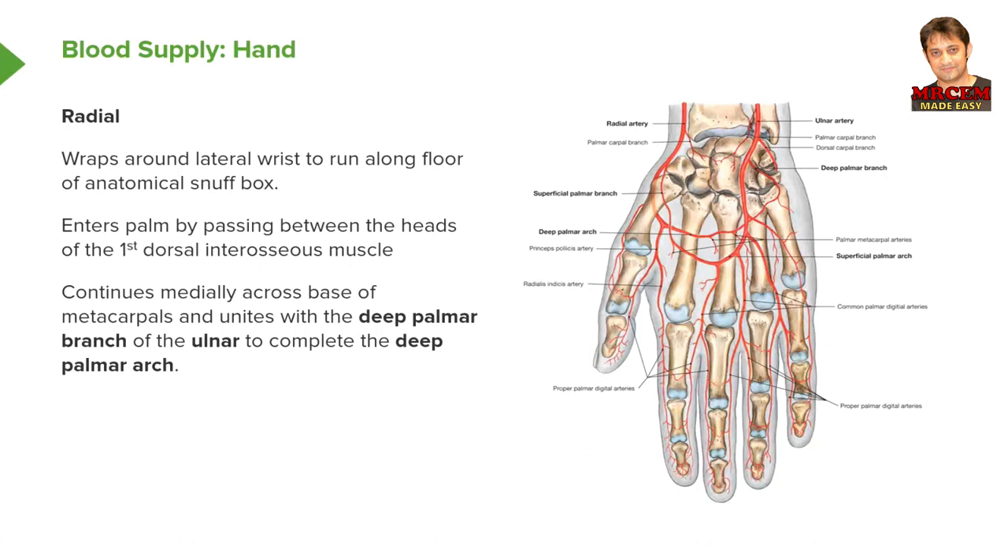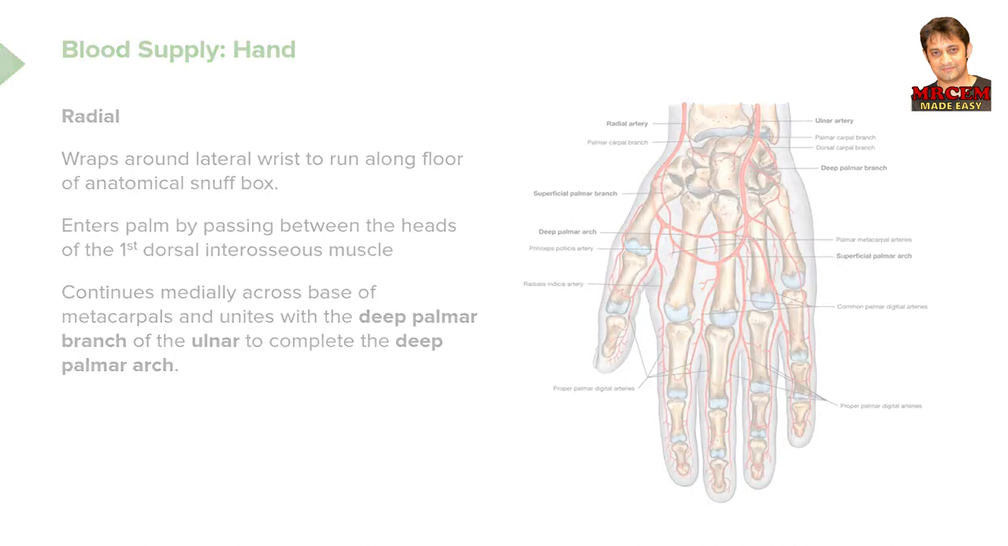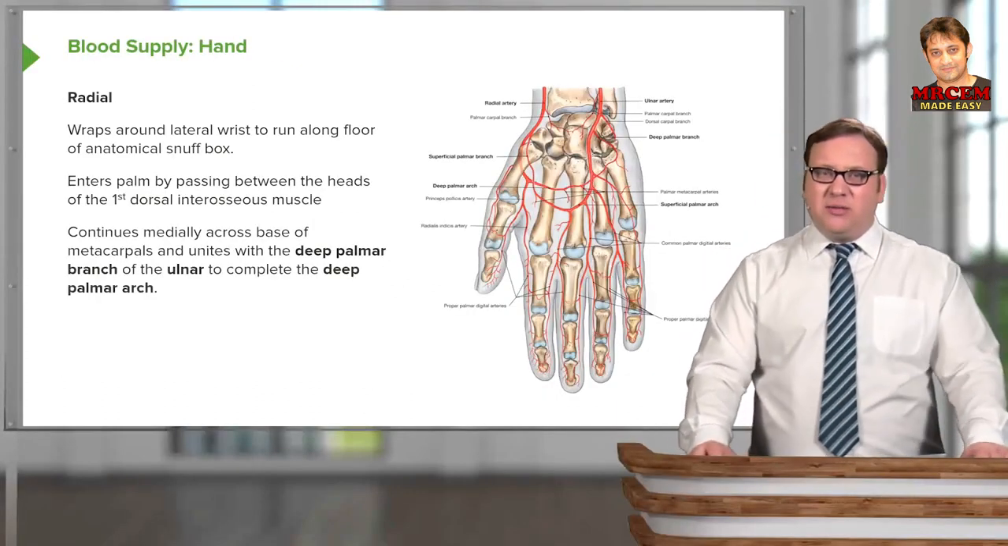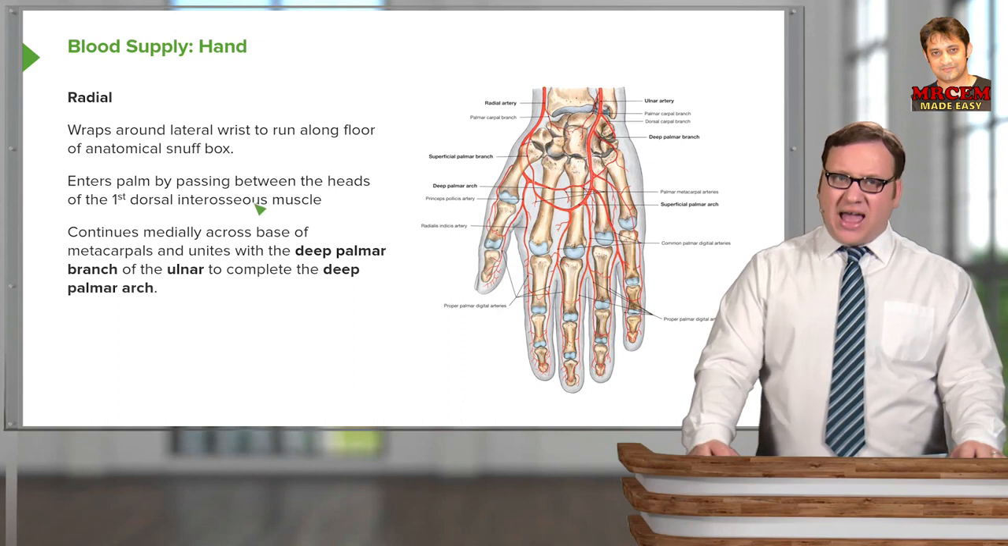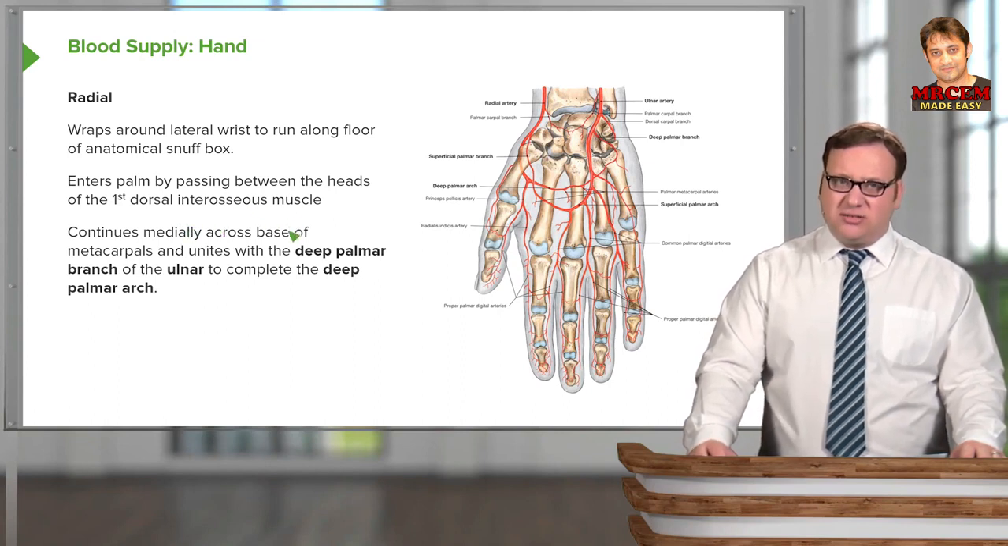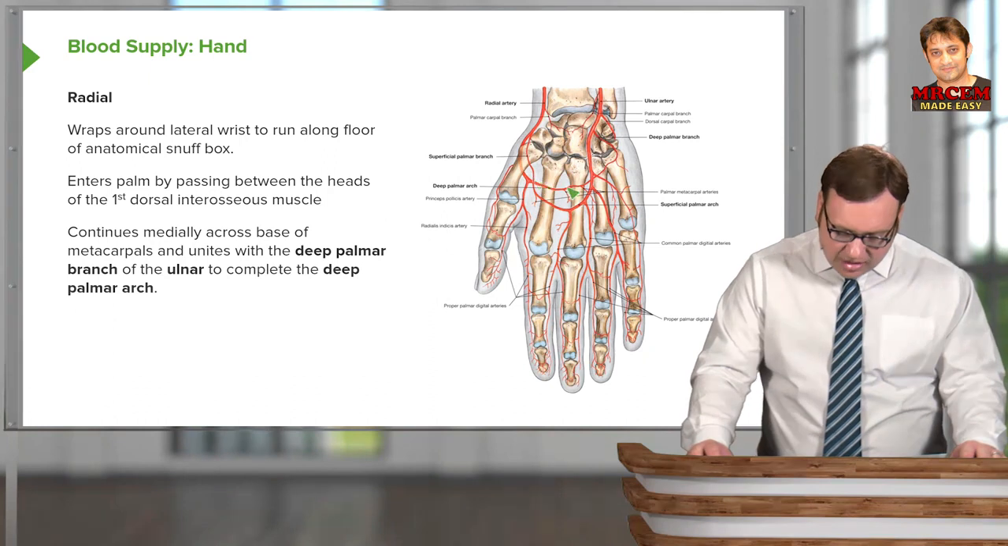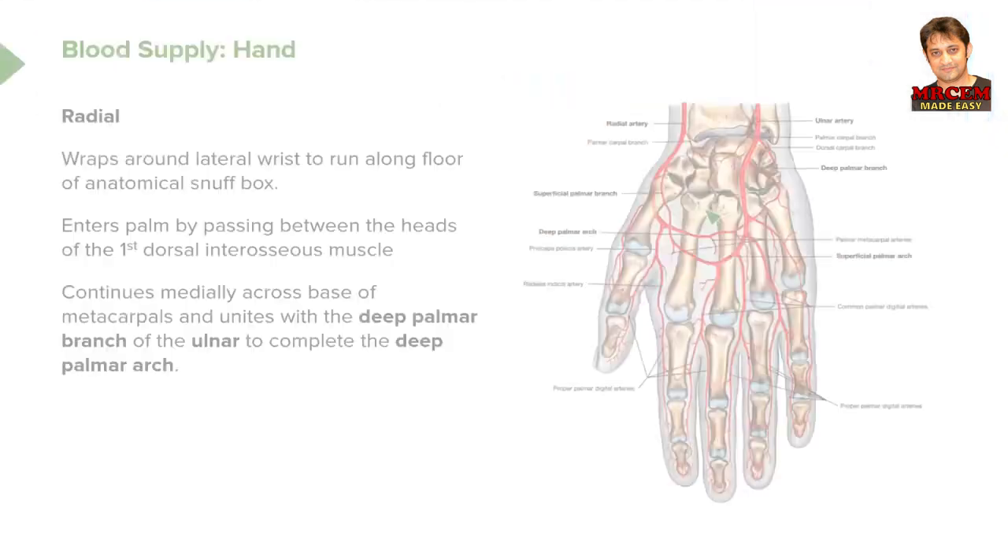If we look at the radial artery, it wraps around the lateral aspect of the wrist and it runs along the floor of the anatomical snuff box. So we can see the radial artery here. It's then going laterally and it's going within the anatomical snuff box, and then it's passing between the heads of the first dorsal interosseous muscle. It then passes into the palm of the hand by going through the heads of the first dorsal interosseous muscle. It continues medially across the base of the metacarpals. We can see the base of the metacarpals here.